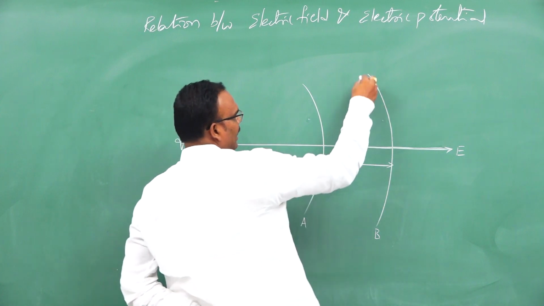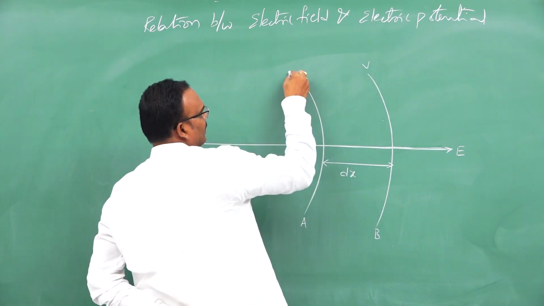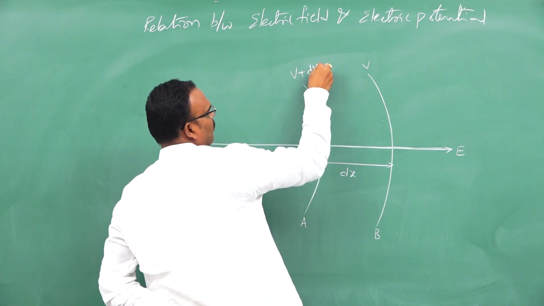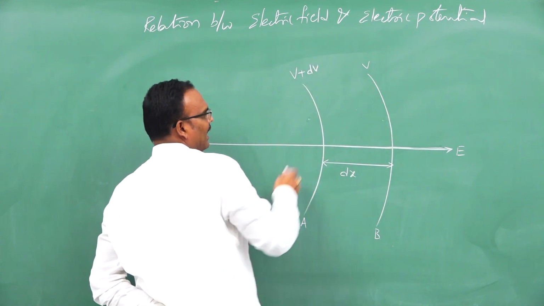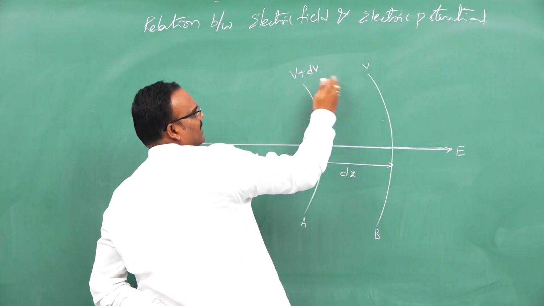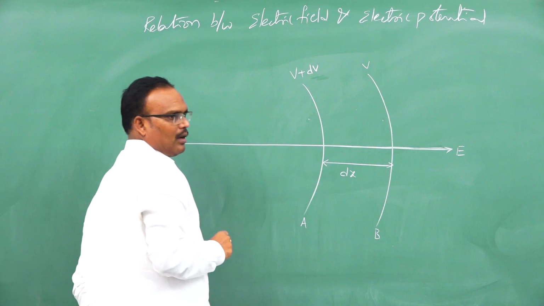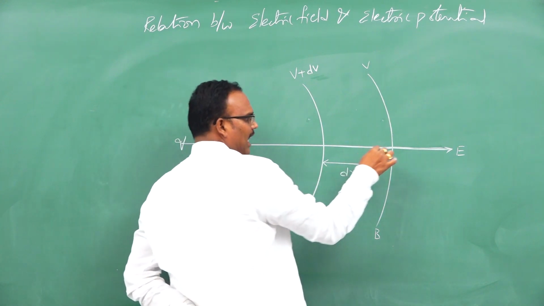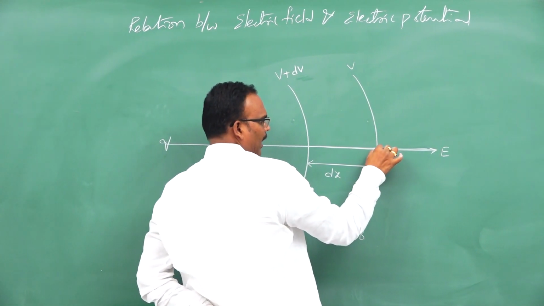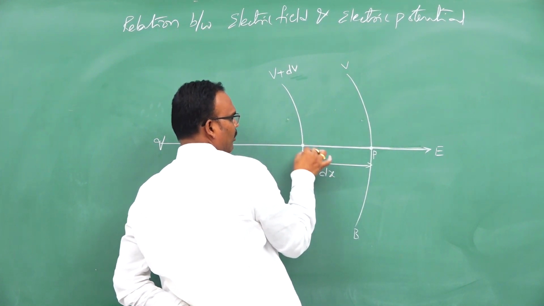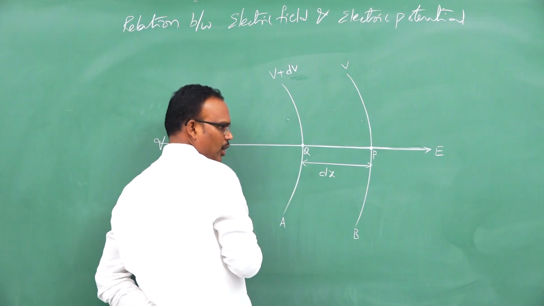Okay. If I take here potential as V, this potential is V plus dV, because we have moved a small distance this side. So, there is a small difference in potential that I have represented with dV. If I take a point on this equipotential surface say P and another point on this equipotential surface, I will take it Q.